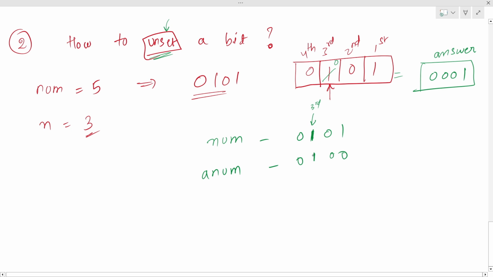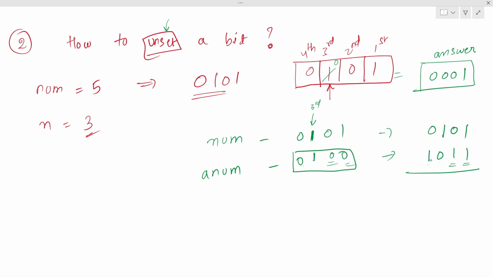Wait, you could have got it. If I try to make this as 0 and remaining all as 1, I'm trying to make it more simple. Let's take the same thing, 0, 1, 0, 1, and instead of 0, 1, 0, 0, I'll write 1, 0, 1, 1. You would have already guessed what I have done. I have simply flipped all the bits. If it is 0, I'm making it 1, and if it is 1, I'm making it 0.